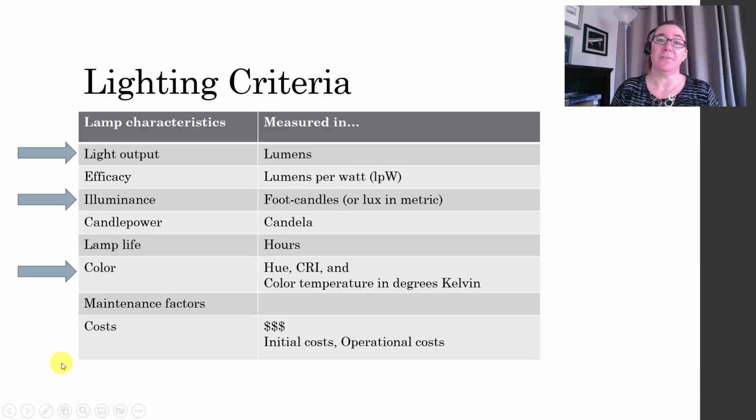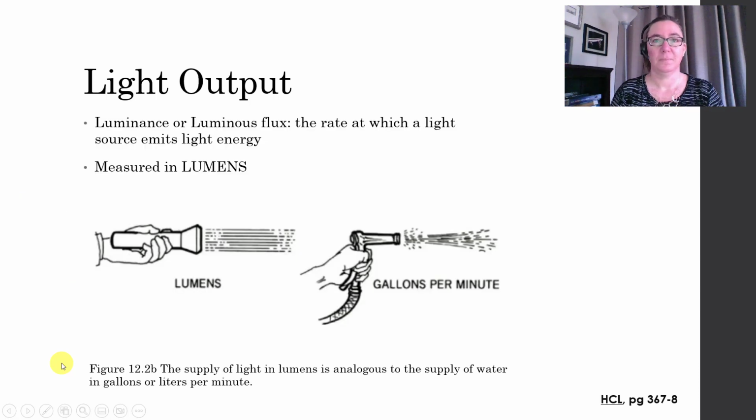When choosing lighting for your kitchen, there's many different criteria to look at. You will be interested in how much light it gives, the light output. You'll be interested in its color criteria, its maintenance factors, and of course its costs. In this video, we're going to look specifically at the light output, illuminance, and color. So the first thing we'll talk about is light output.